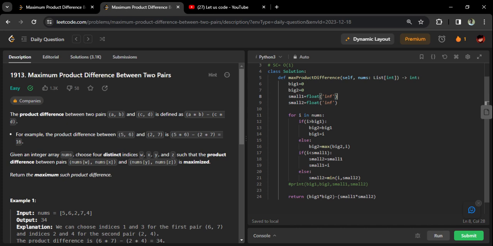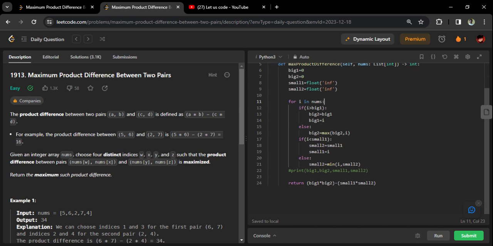Now what we are doing is going through each of the numbers in that array. Then we are doing two operations here. This is the first step and this is the second if condition. I will quickly show you. That is, if i is greater than my big one. Remember, big one is the biggest possible number. Initially big one is zero.